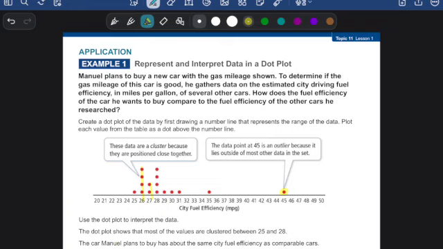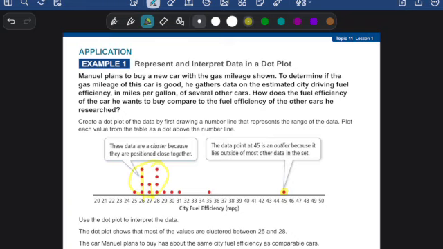So this dot plot shows that most of the values in his research are clustered right here. We can see they're all grouped together between 25 and 28 miles per gallon. And the car that Manuel wants to buy is 26 miles per gallon, which fits right in this cluster. So it is comparable to other cars that he has researched.